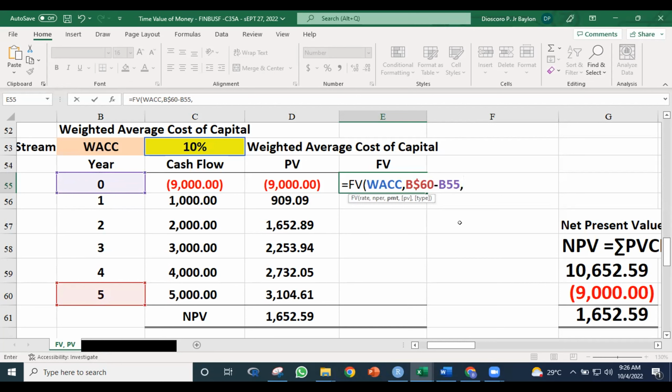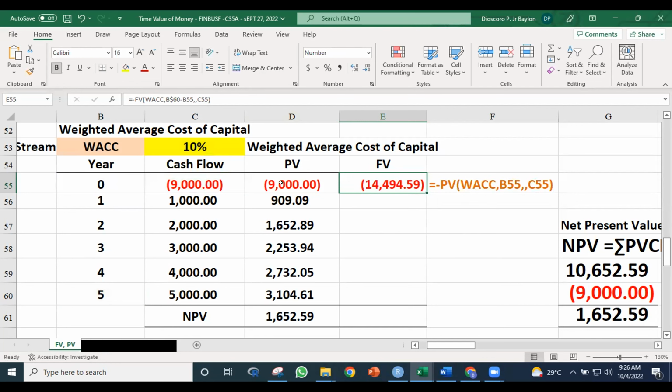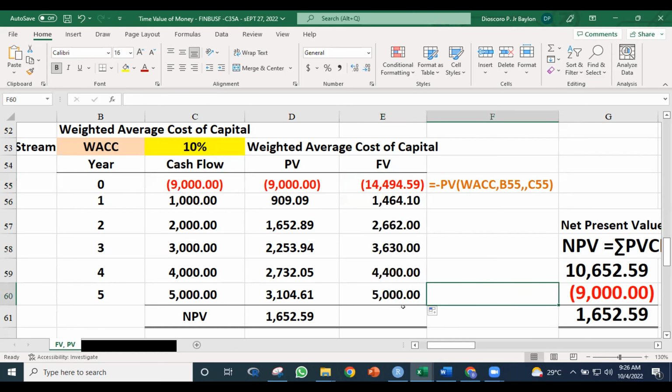Npr. And this is not an annuity. These are individual cash flows. So the present value is this amount. Okay, and I'll ignore the type because this is not an annuity. And then I'll put here negative. So the future value of 9,000, which is now, after 5 years at 10%, will be equal to 14,494.59. And then I copied this down. So these are now your future values. Take note, the future value of 5,000, which happens also on year 5, is also 5,000, because it's the same time.